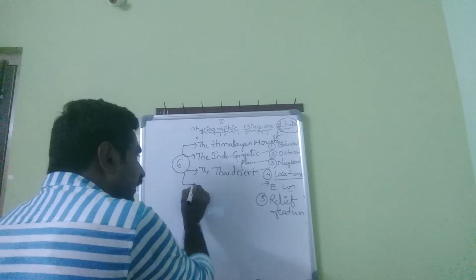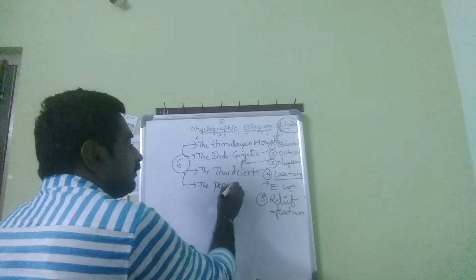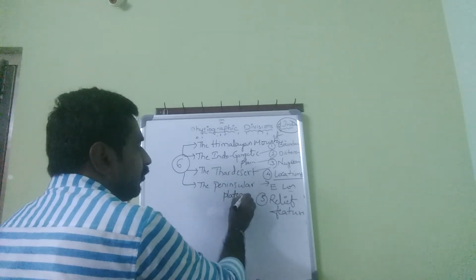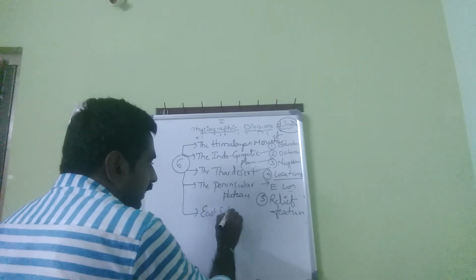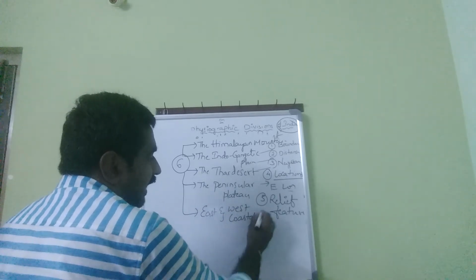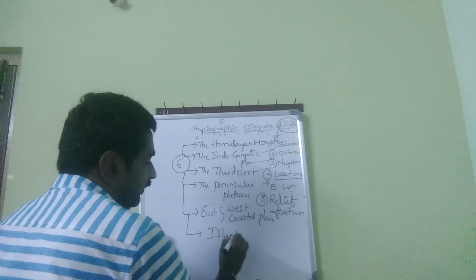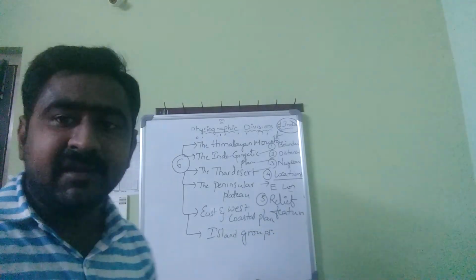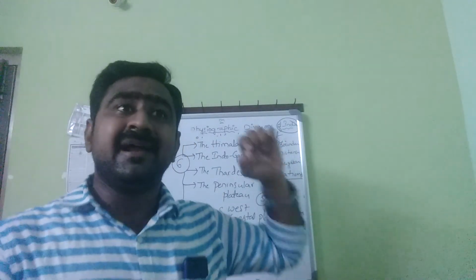And the fourth one is the Peninsular Plateau. The fifth one is the East and West Coastal Plains. And the last, sixth one is the island groups. So in total we will be having 6 relief features. Very important. From an examination point of view, it is a direct question.